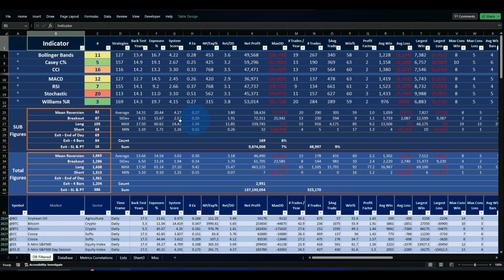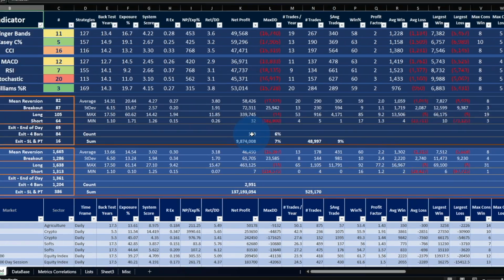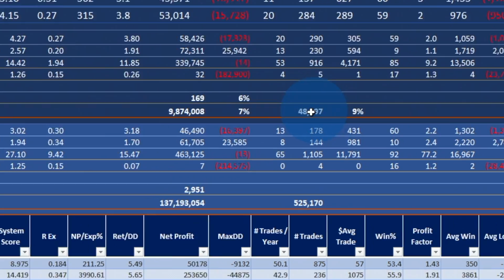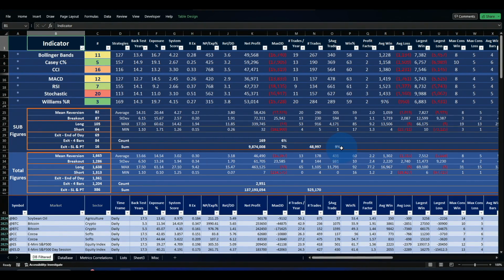Now, at the top here, we have the Williams R results. We have 169 strategies out of the 3,000 that passed the robustness filter. That represents 6% of the total number of strategies that passed the filter, and the trades represent about 9% of the total trades that passed.